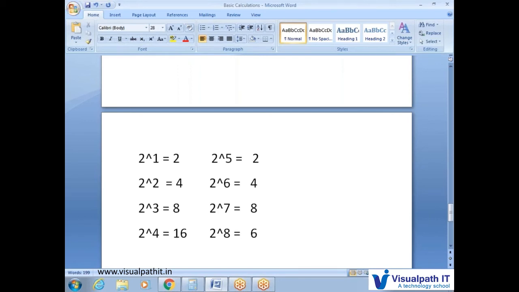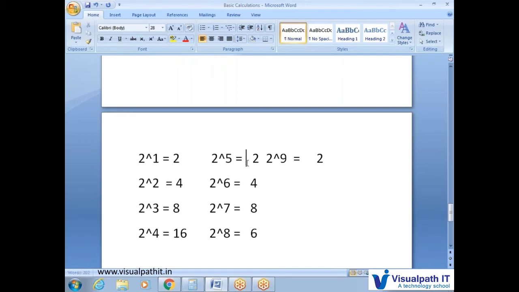What is 2 power 5? The ending value is 2. Between 2 power 1 and 2 power 5, what is the difference? Four numbers. It means every four numbers the ending value is the same. For example, here is one more option: 2 power 9. What is the ending value? 2. Clear, all of you? What is the difference between 2 power 1 and 2 power 5? 4. Between 2 power 5 and 2 power 9? 4. So every four values, the ending value is the same.